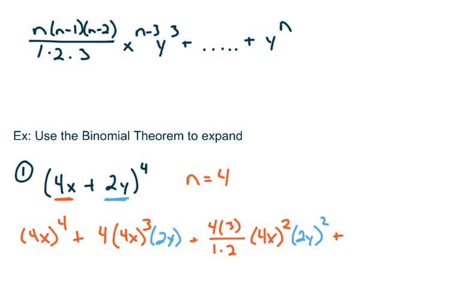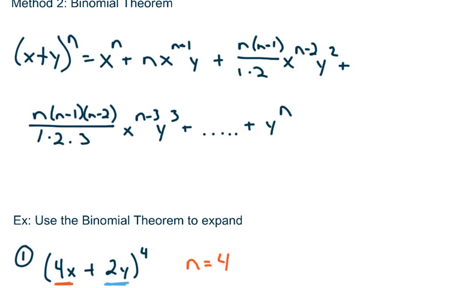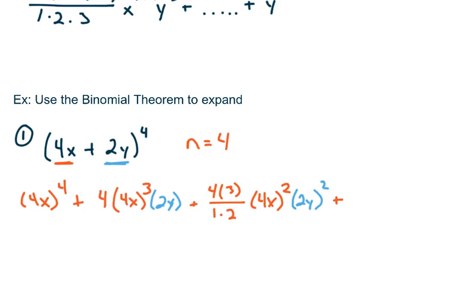So now we are to this part right here. So n times n minus 1 times n minus 2. n is 4, n minus 1 is 3, n minus 2 is 2, over 1 times 2 times 3, times 4x to the first power times 2y to the third power. You can kind of see how it's related to Pascal's triangle.